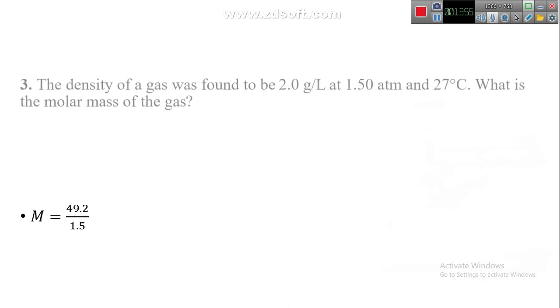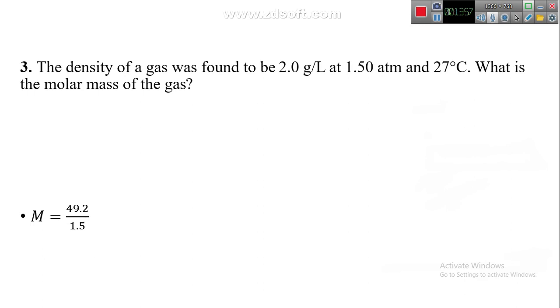Let's resolve another question. The needed is density. The density of a gas is found to be 2 gram per liter at 1.50 atm and 26 Celsius degrees. What is the molar mass of the gas? Here we need the molar mass. How do we find the molar mass of the gas?